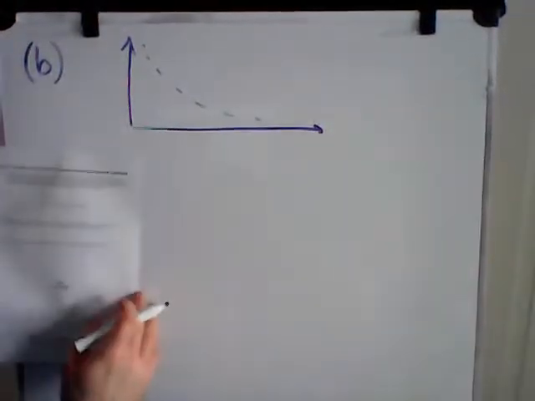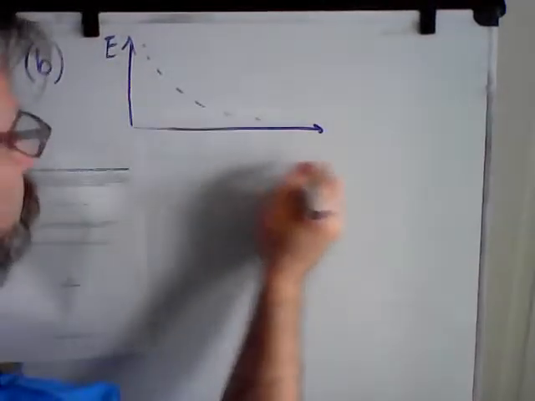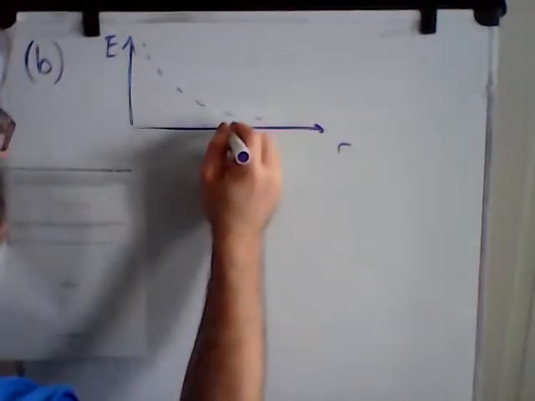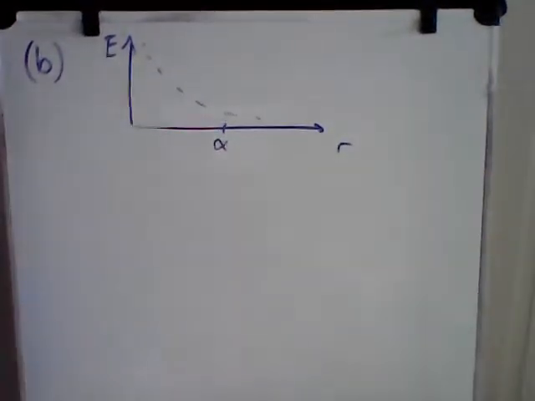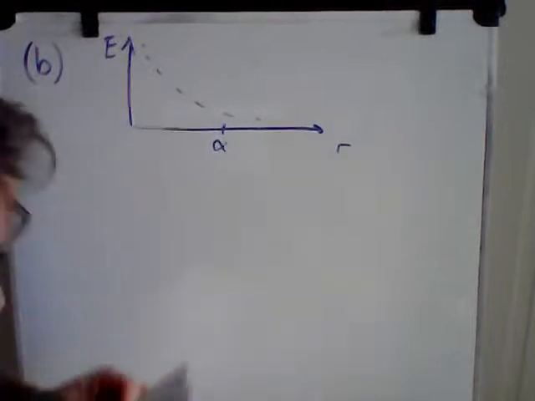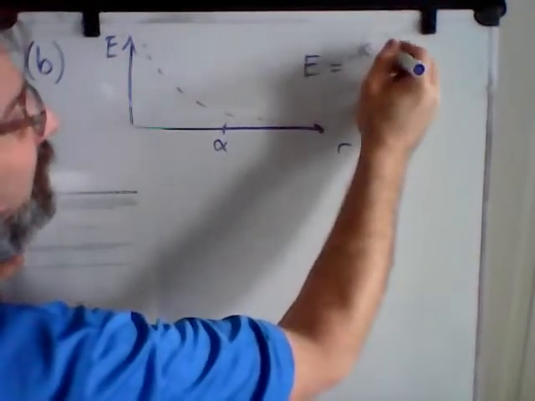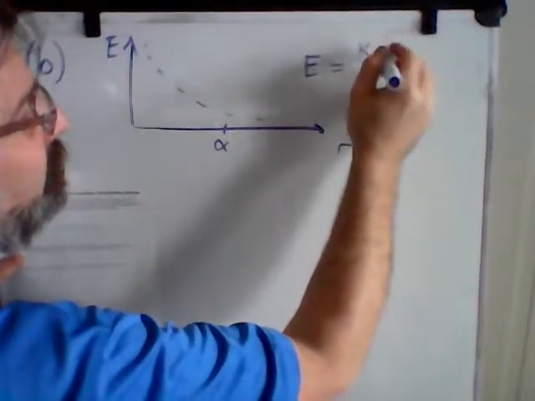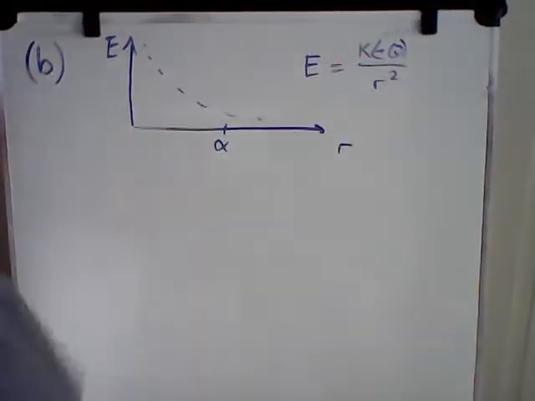Okay, and of course that's true because the electric field versus r, and here's alpha, of course looks like that because it's a point charge. It's a point charge at the center, and the electric field of a point charge is, of course, just k, this is plus Q, divided by r squared. There we go. That's all it is.